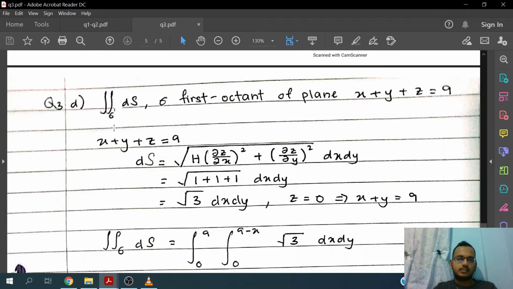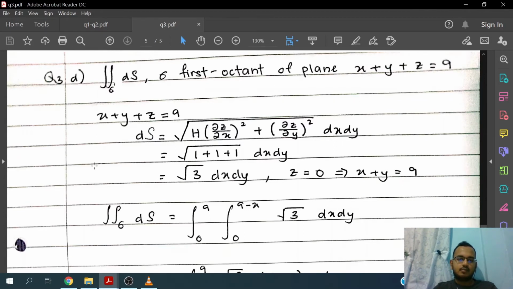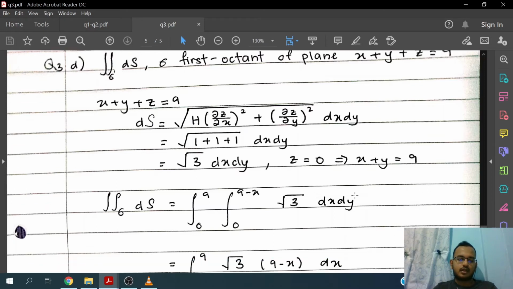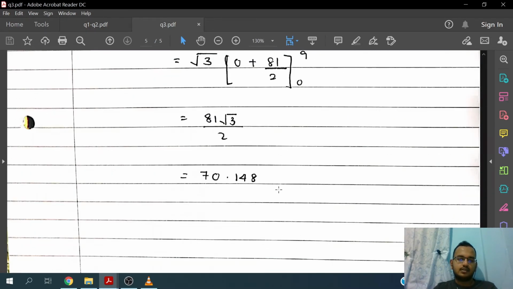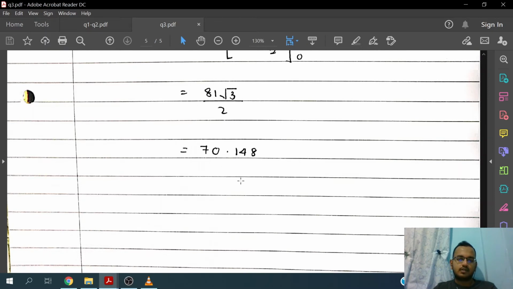As for question 3d, we have to find the first octant of the plane, and this is the method to solve this problem. We solve step by step until getting the final answer, which is 70.148.